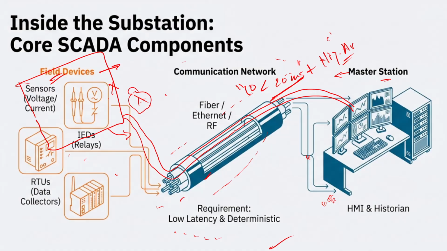So the two criteria: one is the latency part and the other one is the high availability part. So high availability should be 99.99%. It is what is recommended for the SCADA system design. Correct. Okay. So coming to the master station.